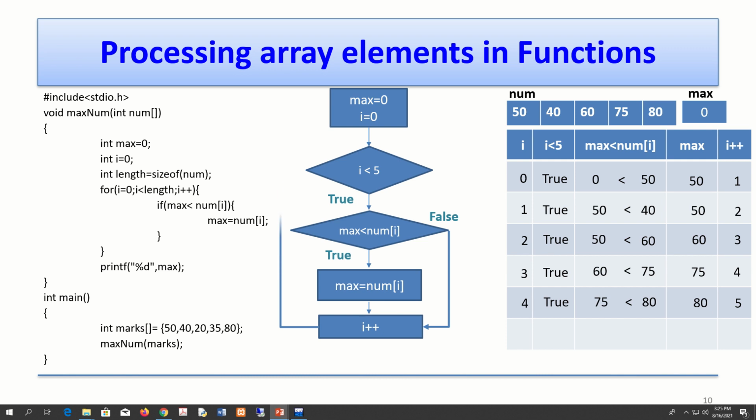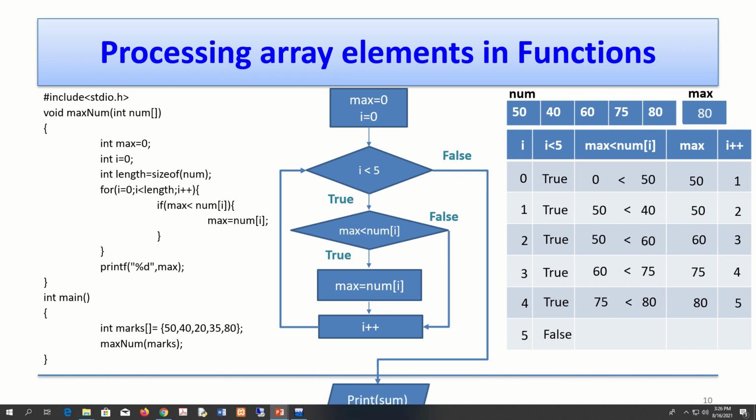Then go to the next iteration. Now the value of I is 5. Check the condition: 5 less than 5 is false. Then exit from the for loop and go to the print statement. The current value of maximum is 80, and 80 will be printed as the maximum value. So that is about this implementation.